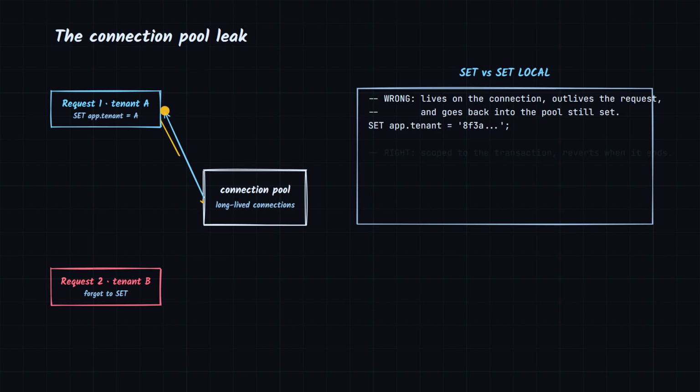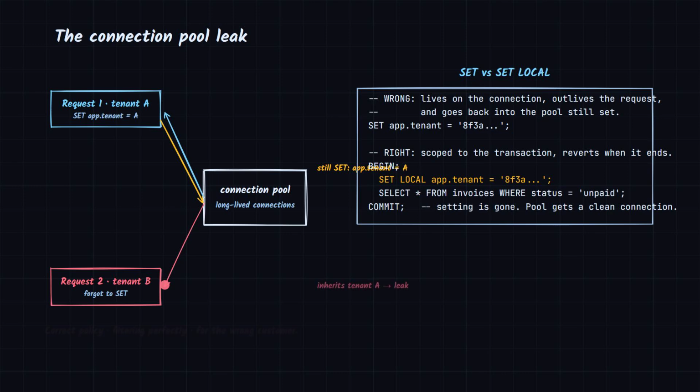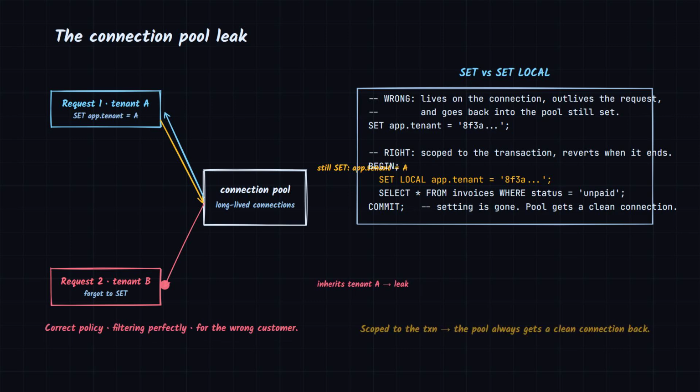And if anything on that path fails to set the tenant, maybe a code path you forgot, maybe an early return, the session is still carrying the previous request's tenant. Now your perfectly correct policy is filtering perfectly for the wrong customer. This is the nastiest version of the bug, because the policy is right, the test suite is green, and it only happens under concurrency, which is to say only in production.